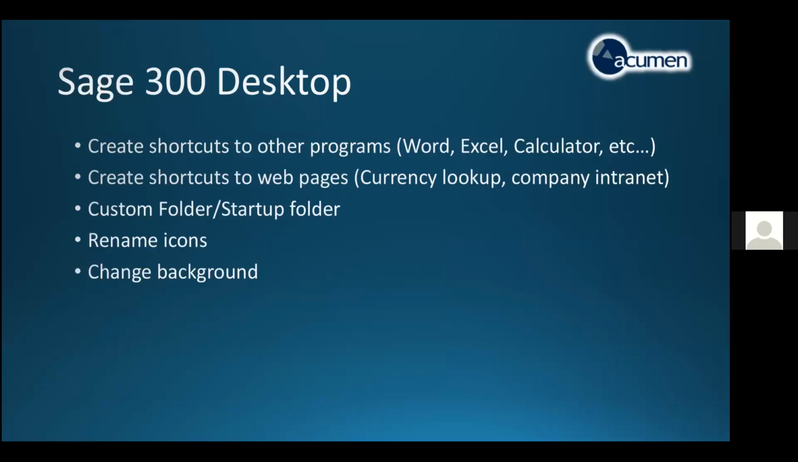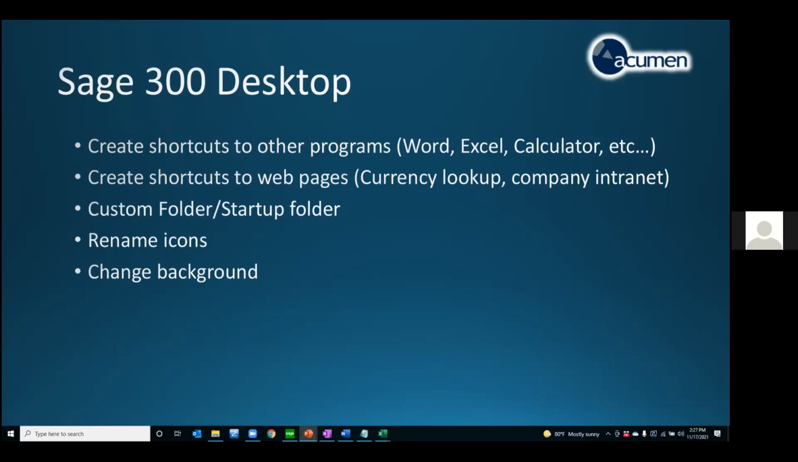Okay, next we're going to talk about changing or modifying the Sage 300 desktop a little bit. If I can add things, if I can have shortcuts to perhaps other programs or web pages or custom folders so that I make it more personalized to me, rename some of the icons, it'll be easier for me to use, right? It'll be more familiar, more comfortable. I can stay in Sage 300 longer. I don't have to jump around to other programs. So let's take a look and I'll show you what I mean by that.